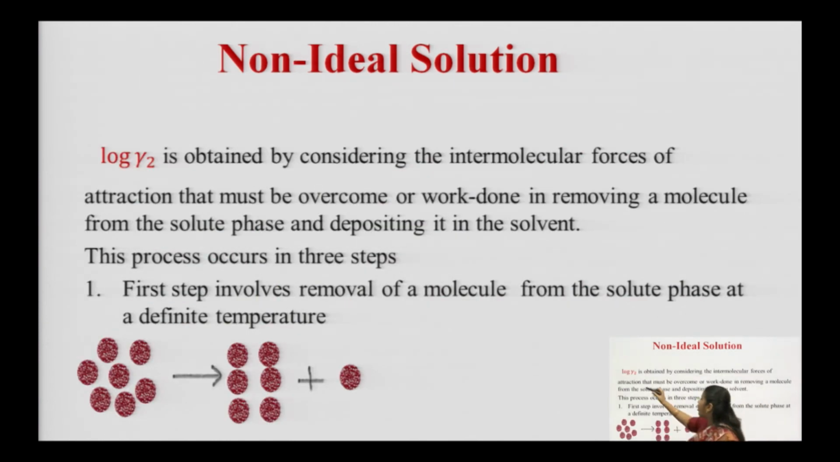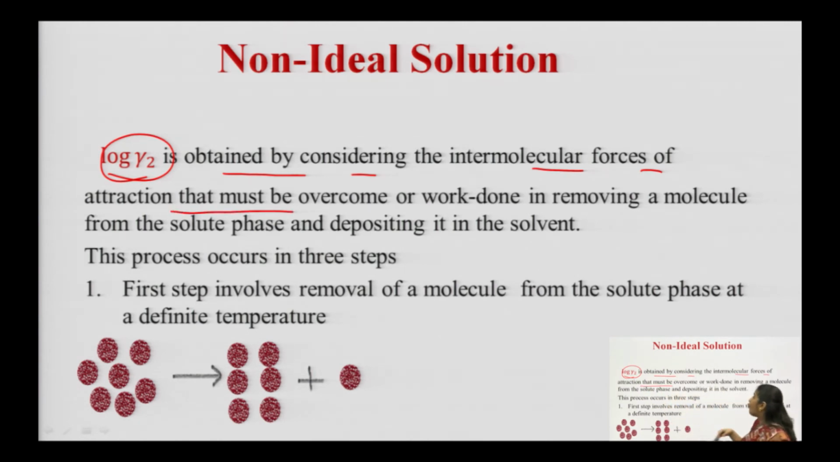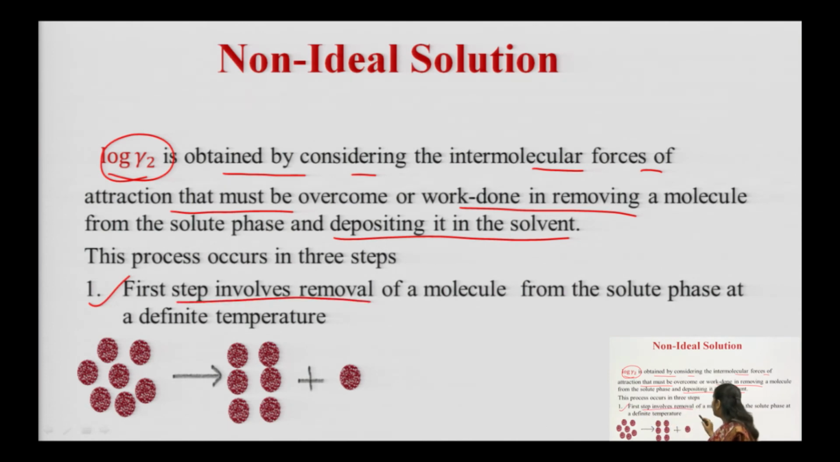Now, this log gamma 2 is obtained by considering the intermolecular forces of attraction that must be overcome, or the work done in removing the molecule from the solid molecular phase and depositing it in the solvent. This process occurs in 3 steps. First, step 1 involves the removal of a molecule from the solute phase at a definite temperature.